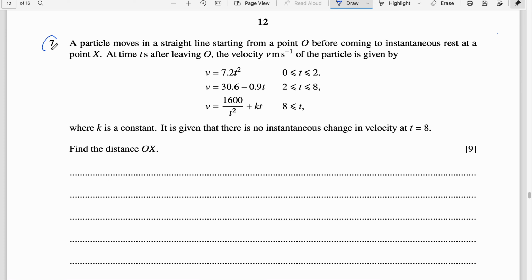Question number 7. A particle moves in a straight line starting from point O before coming to instantaneous rest, where velocity is 0, at point X.